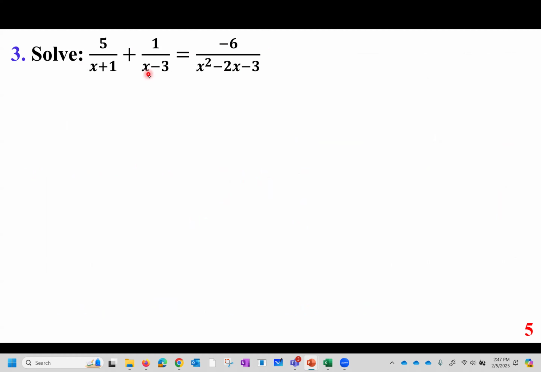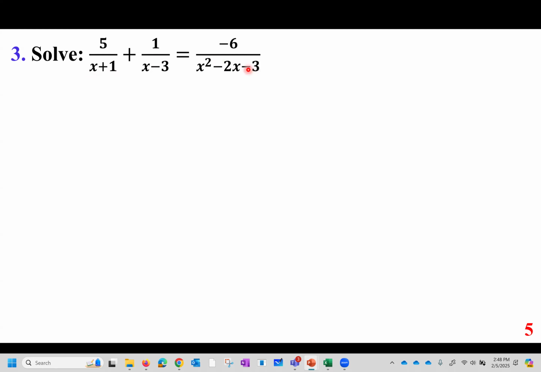Solve 5 over x plus 1, plus 1 over x minus 3, equals negative 6 over x squared minus 2x minus 3. So we are looking at a rational equation we want to solve. And the best course of action is to multiply both sides by the LCD. And to do so, we are going to factor every denominator. This can't be factored. This can't be factored, but this one can be factored.